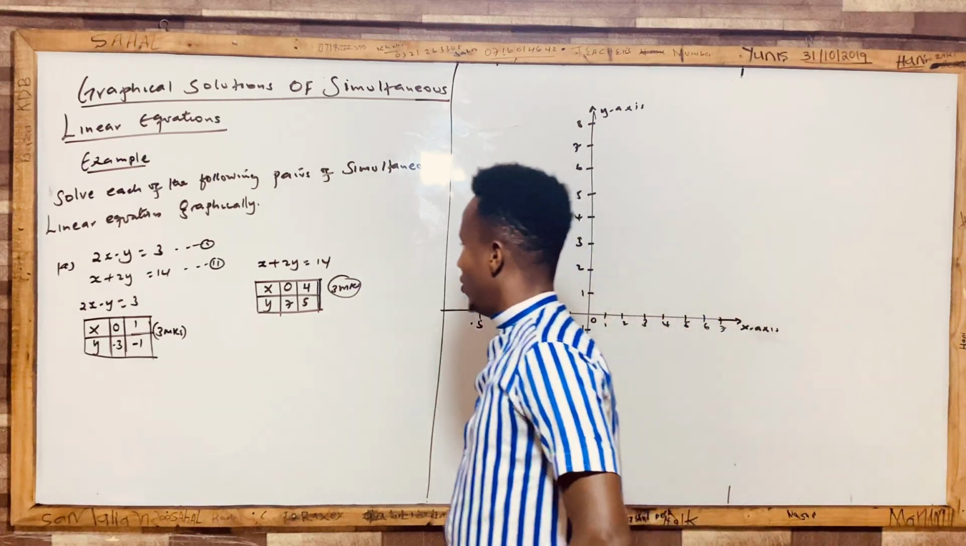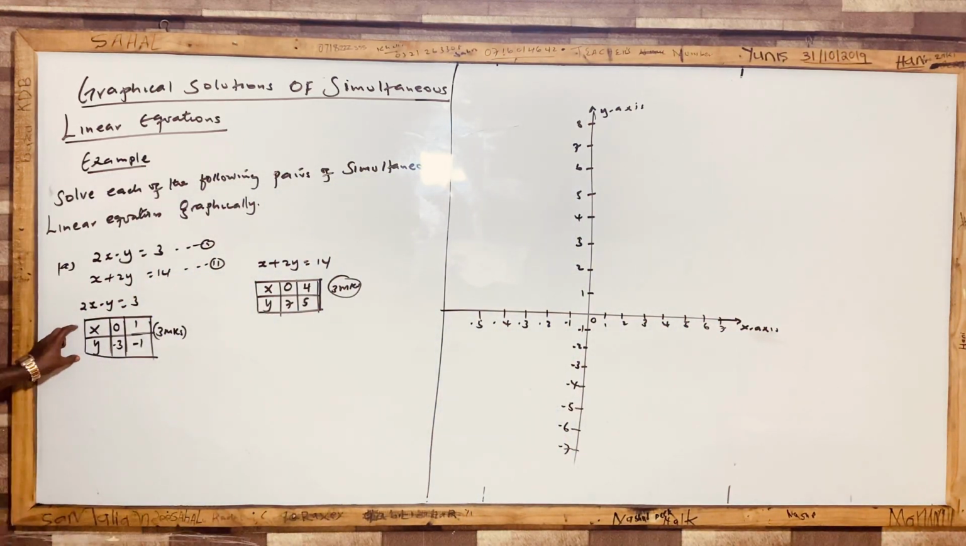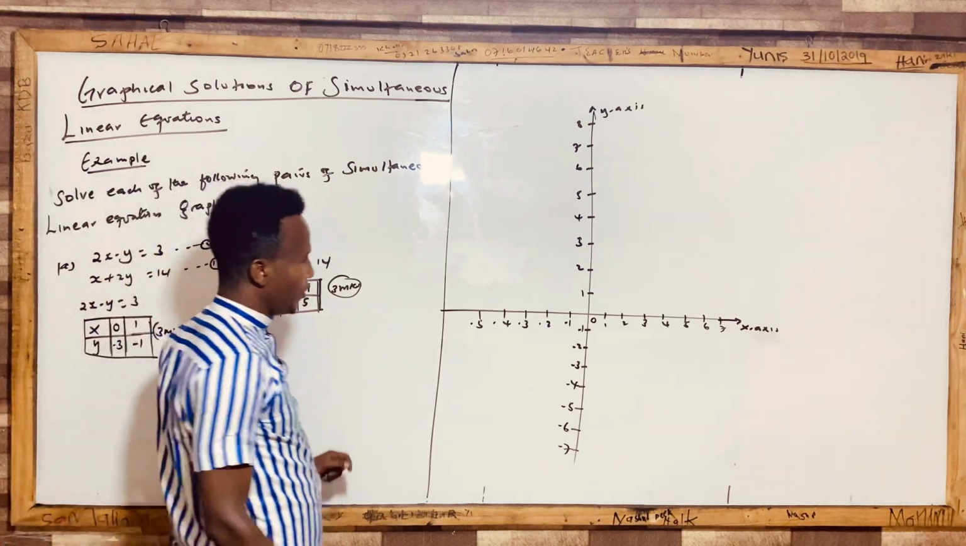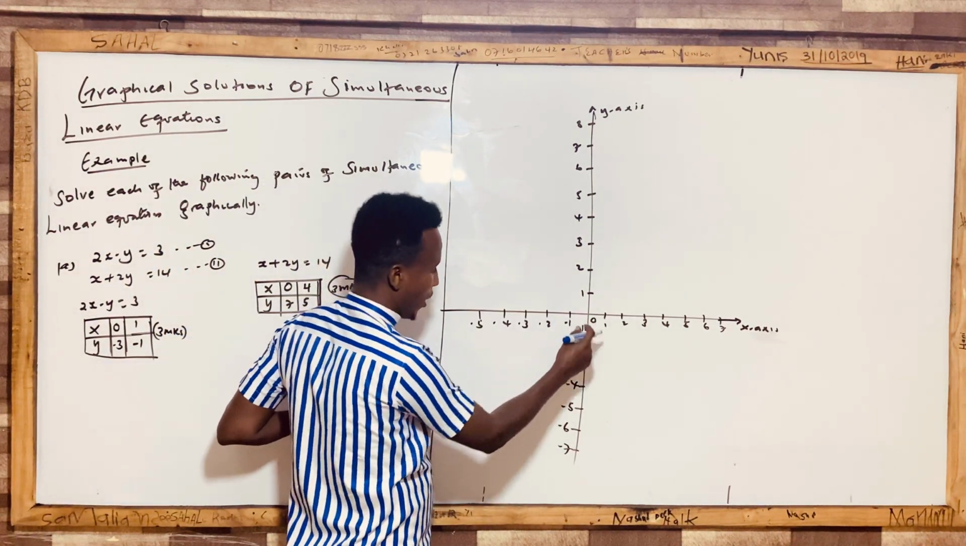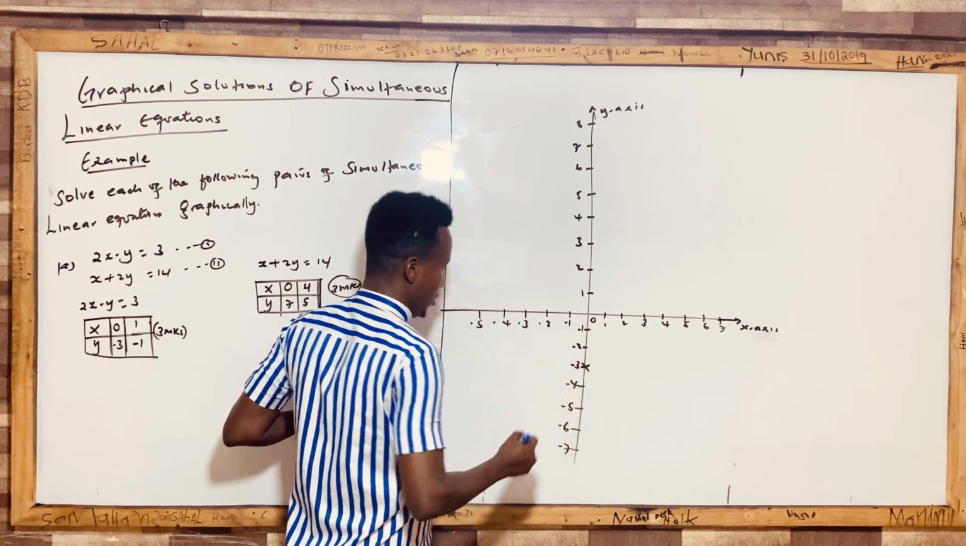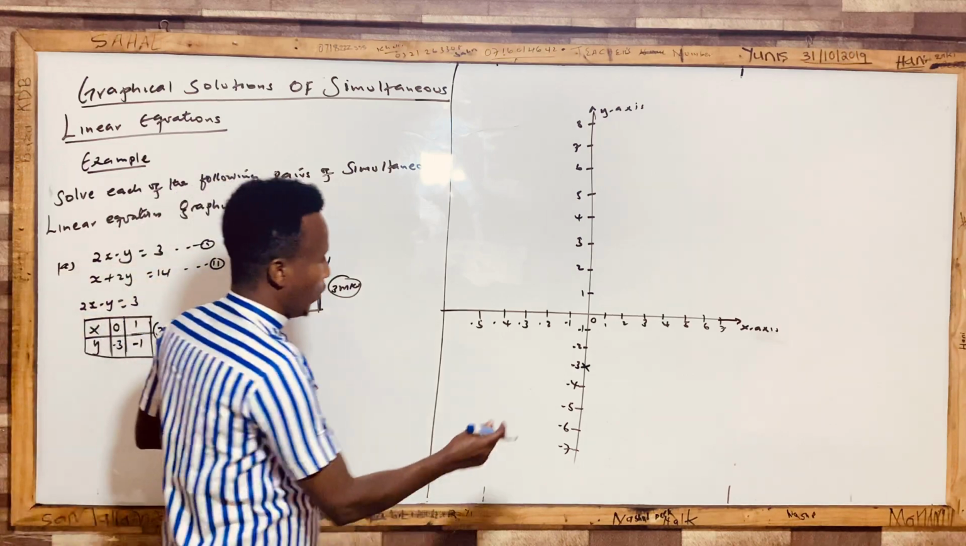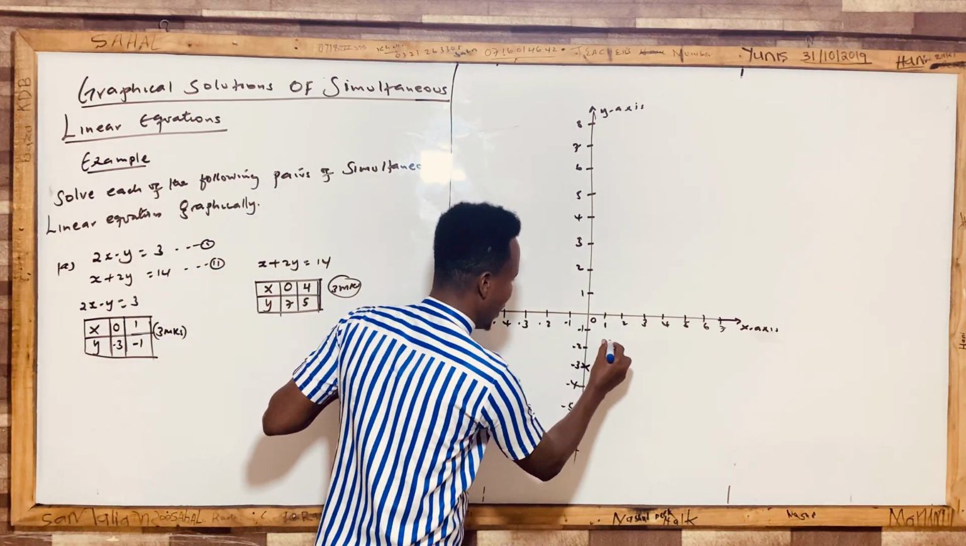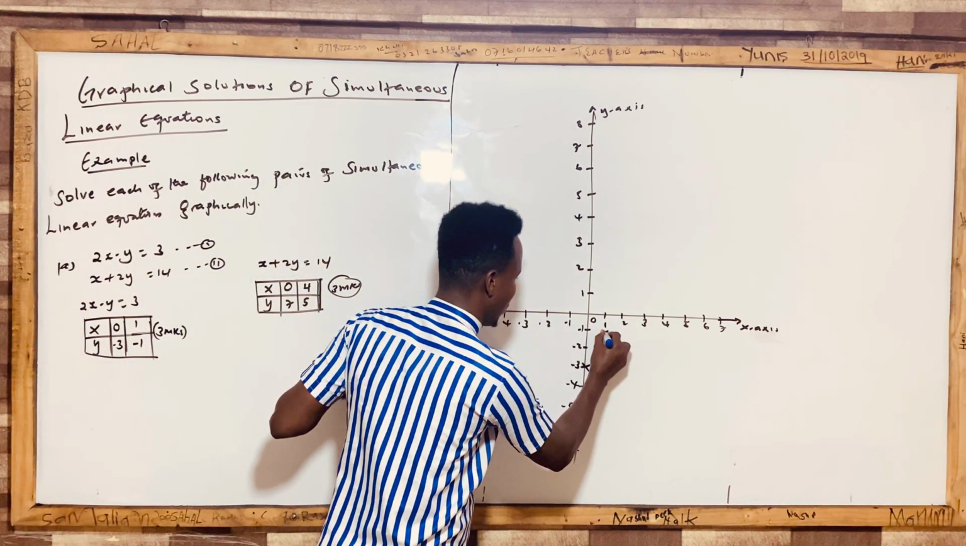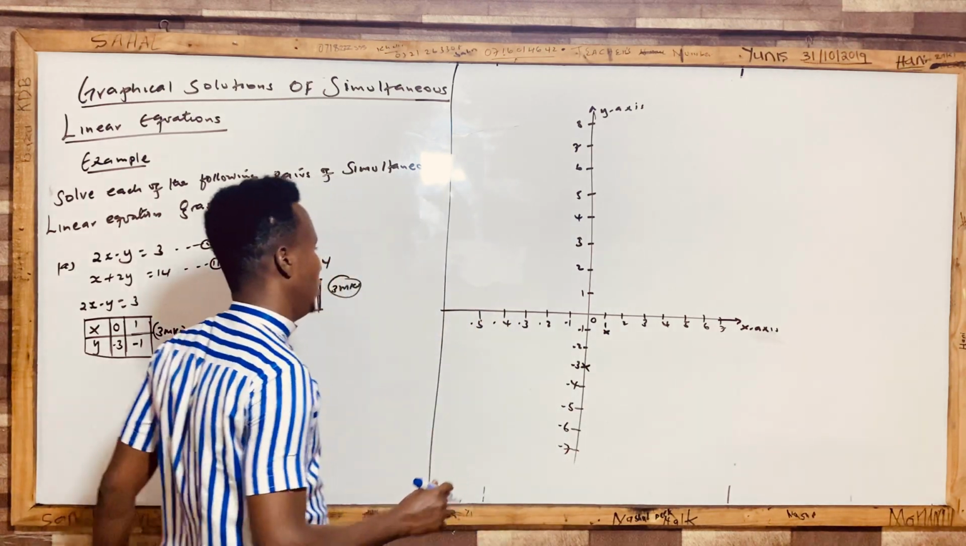Now let me draw this table. When x is 0, y is negative 3. That is the first point. Then when x is 1, y is negative 1 also. So that is a point.